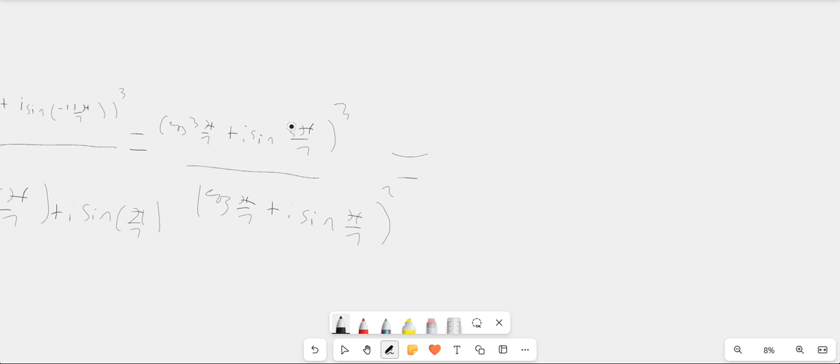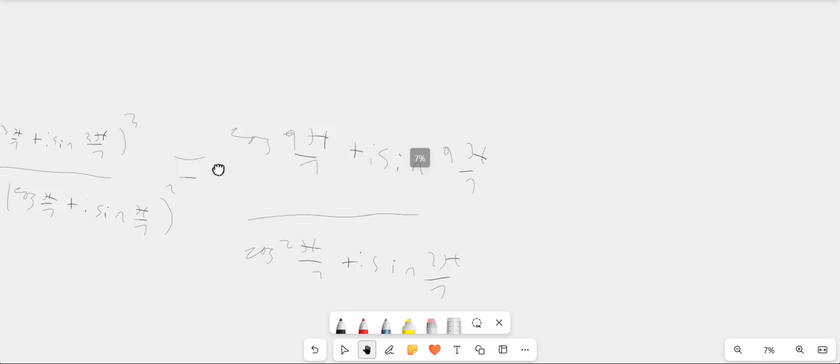Come on. So bring the 3 inside, times the 3 there. That's cos 9 pi over 7 plus i sine 9 pi over 7. And that's over cos 2 pi over 7 plus i sine 2 pi over 7. And now what you want to do is just convert it into exponential form.